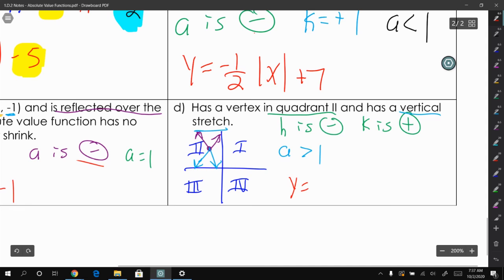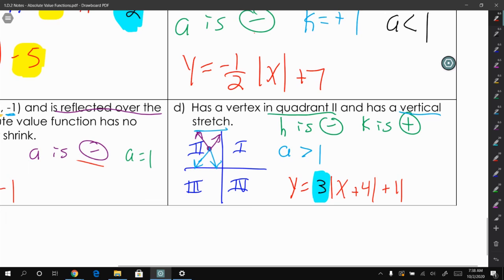Y equals, I'm not going to have a negative a value just because I don't want to accidentally mess up. So we'll go with 3. So you can have any number right here as long as it's positive and it's bigger than 1. Times the absolute value of x, and our h value is negative, so when I write a number in here, it needs to be plus that number. So plus 4. And then k is positive, so how about plus 11? So we had a little bit more freedom on that one.